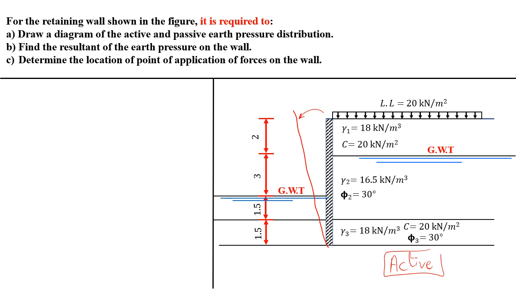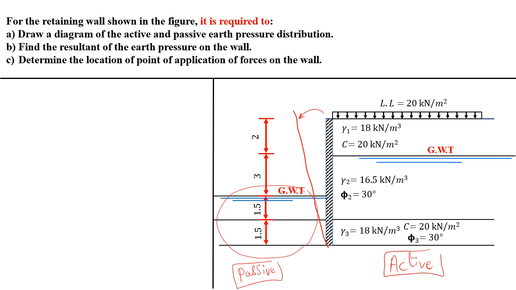However, on the left hand side of the retaining wall, the soil here is being compacted by the wall because the wall is moving towards the soil. So here you have a passive condition, and the soil on the left hand side exerts a passive earth pressure on the retaining wall, so we have here a passive condition.